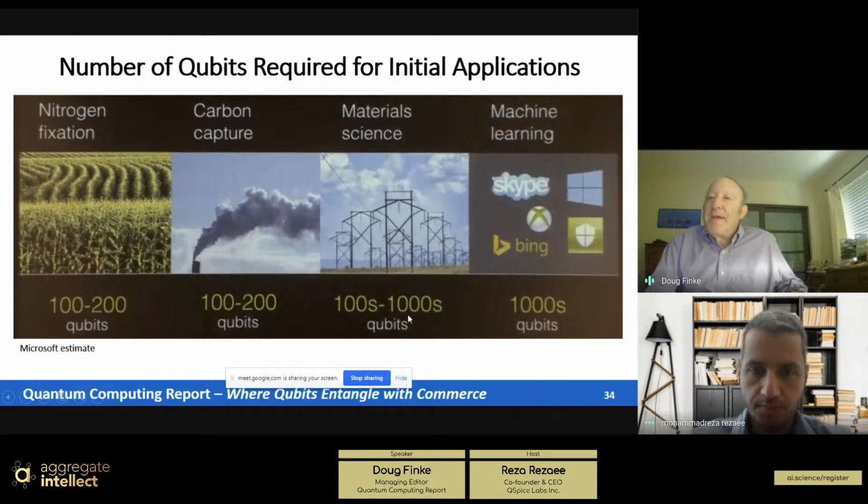Probably need something in the hundreds of thousands, and then machine learning would require quantum computers in the thousands of qubits, and these would all be what I would call logical qubits.